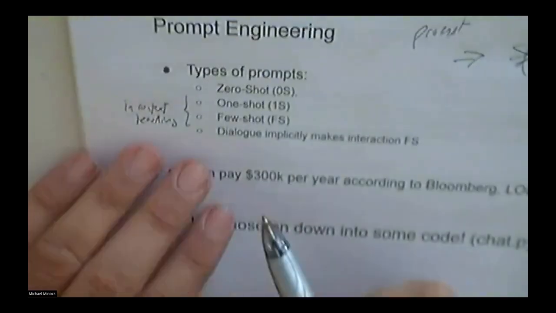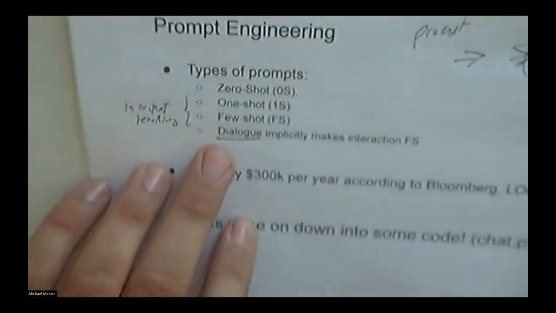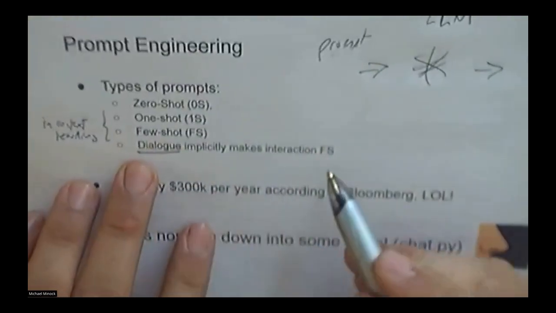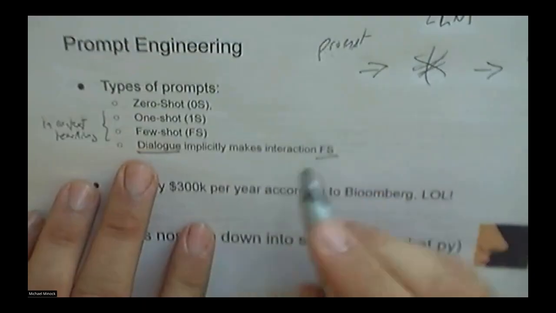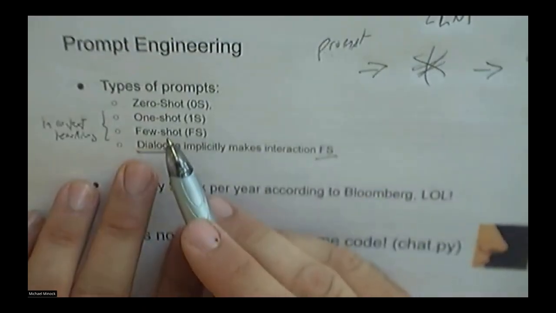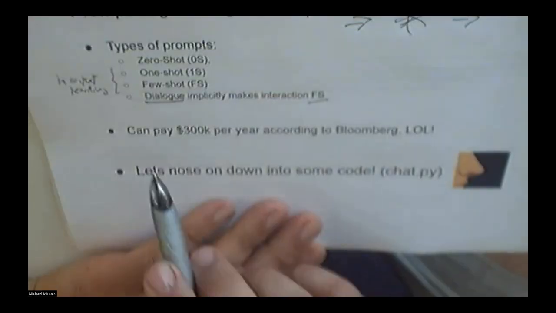Now dialogue itself, like a chat, is implicitly a few shot problem because the history of the chat is being used. We'll see this in a second here.